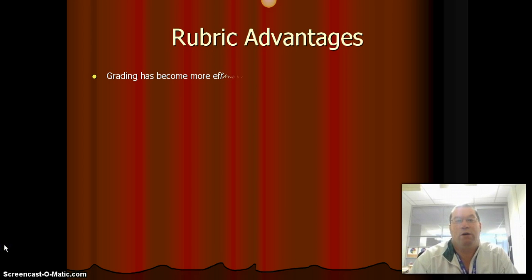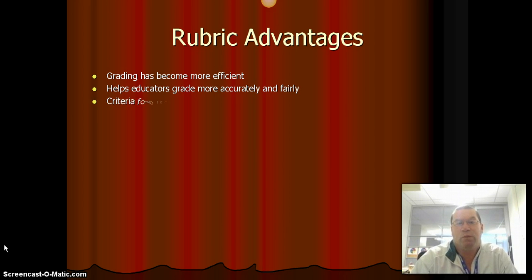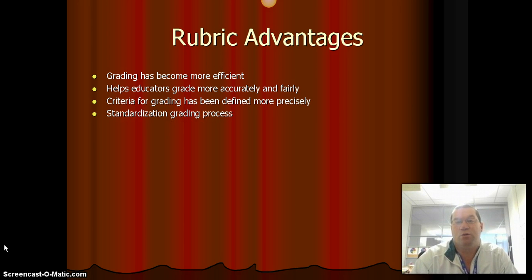Advantages of the rubrics. Well, grading has become more efficient. Educators are grading more accurately and fairly. Criteria for grading has become defined more precisely. It's become more standardized, the process of the grading. Expectations are clearly defined, so classroom expectations, or what is expected of you, is very clearly defined.